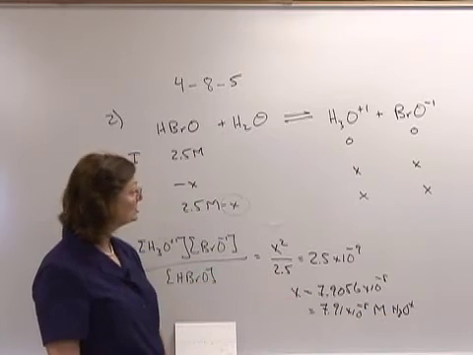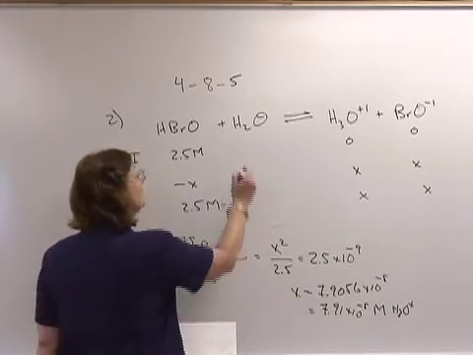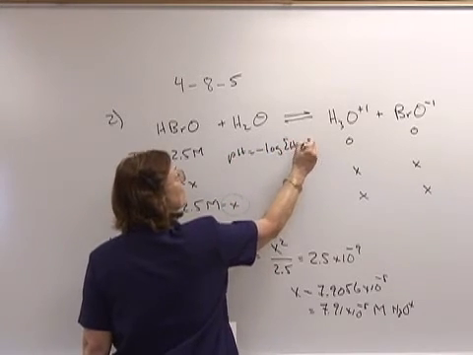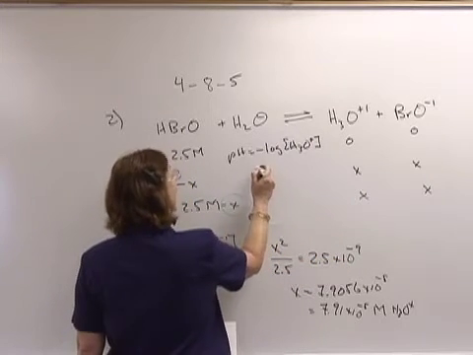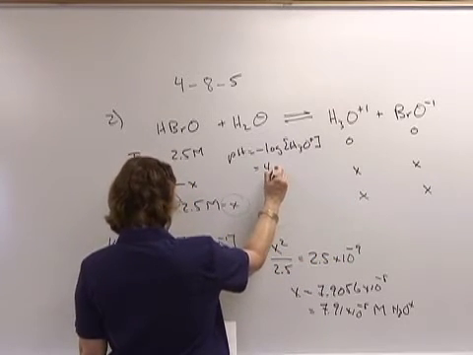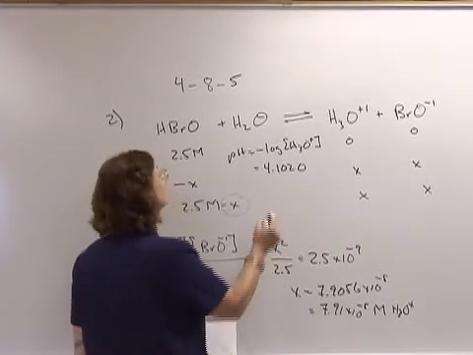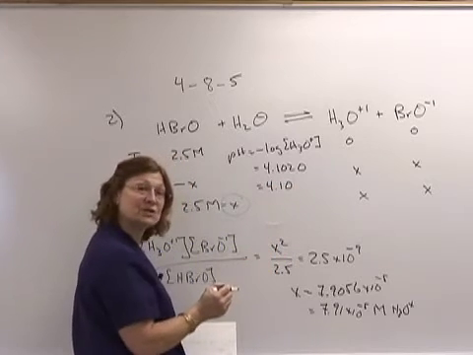Because that's what X represents. Then to get the pH, I just take the log of this number because pH equals the minus the log of the hydronium ion concentration. And when I take the log of this number, I get 4.1020, and then again I take it to the hundredths place. So that equals 4.10 is my pH.